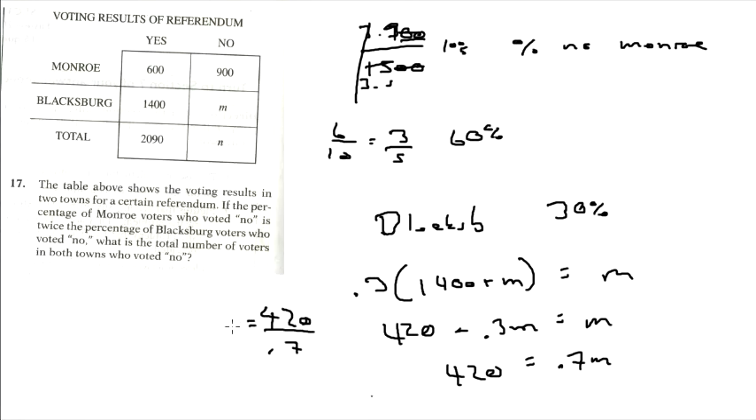So we have 600 Blacksburg no. What's the total number of no votes in both towns? So 600 for here plus 900 is going to be a total of 1,500 no votes in total.